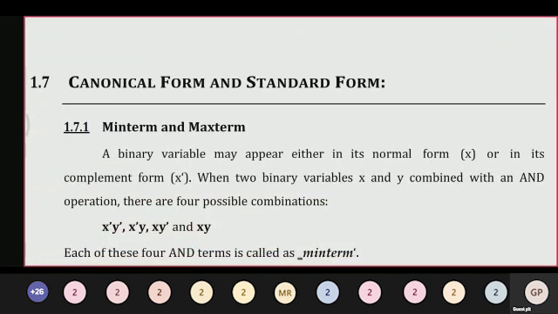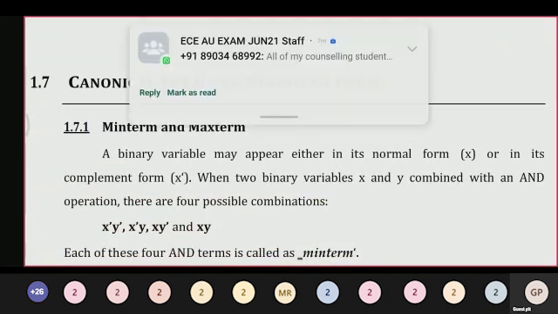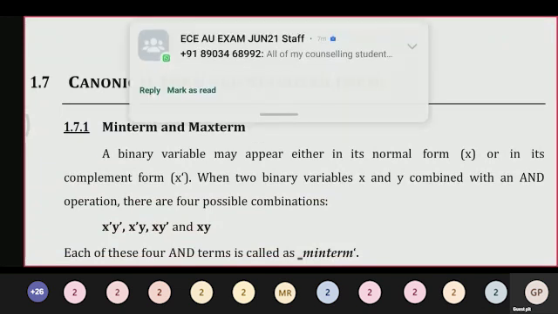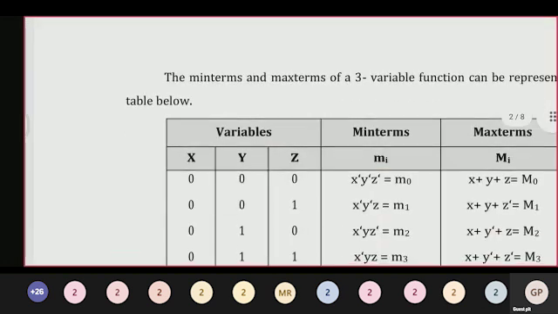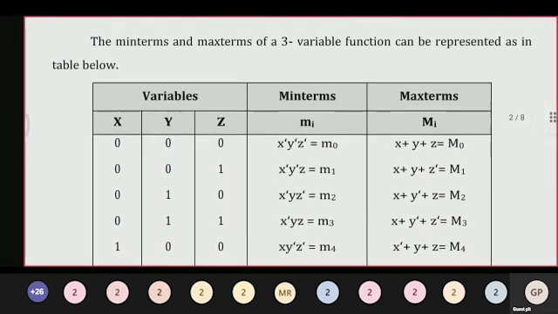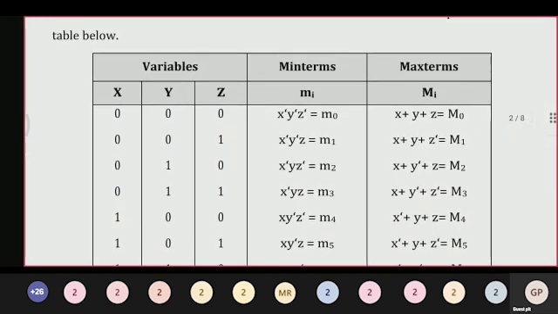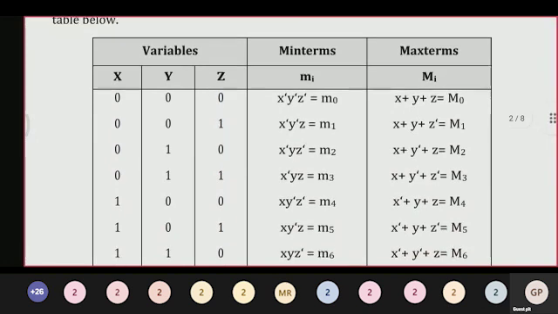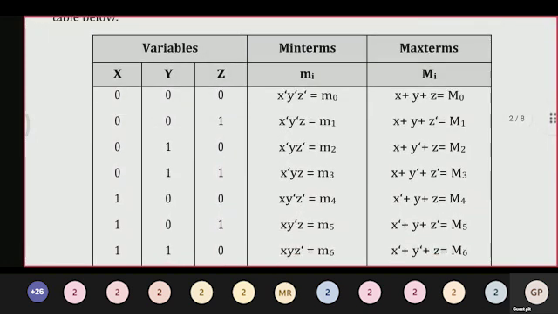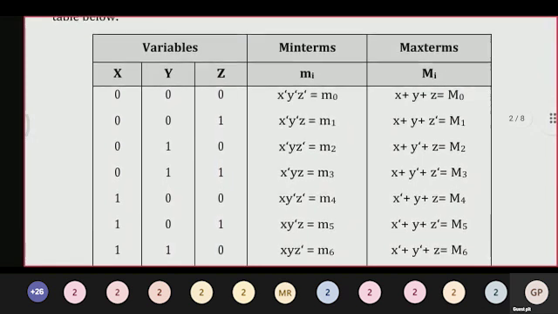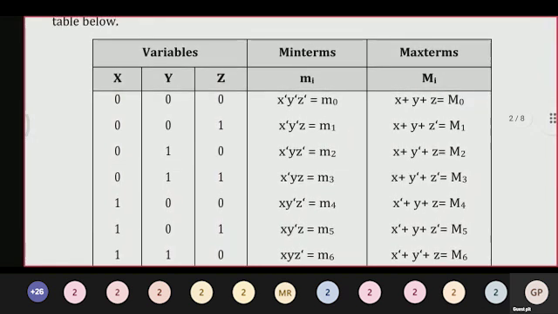Before we move on to the topic, you need to understand what min terms and max terms are, and how the variables are represented in min terms and max terms. You should know about the concept. See the table. Here you have three variables x, y, z. Let's see how the variables are represented.